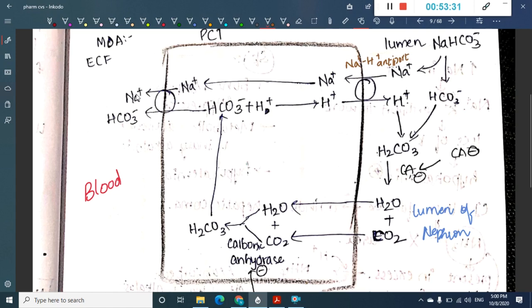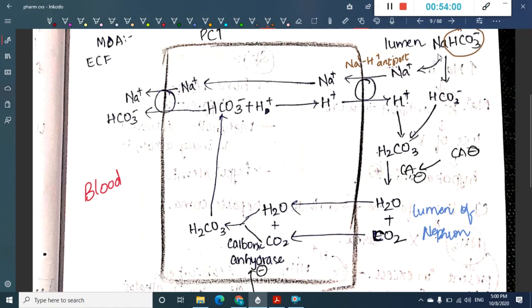Okay, while sodium is absorbed, this H plus is derived from the cleavage of H2CO3 into HCO3 minus and H plus. This HCO3 minus will go to the blood and gets absorbed along with sodium. Okay, this HCO3 minus we get from H2O and CO2 which get absorbed. So in this way, this bicarbonate is also absorbed. If you see, this bicarbonate is absorbed through this pathway.